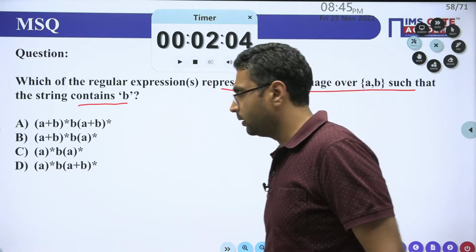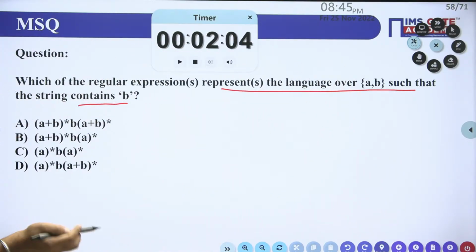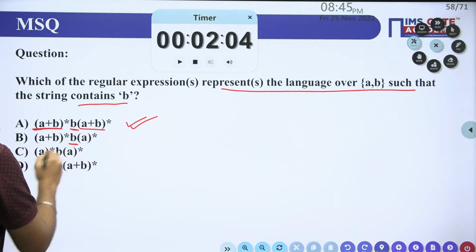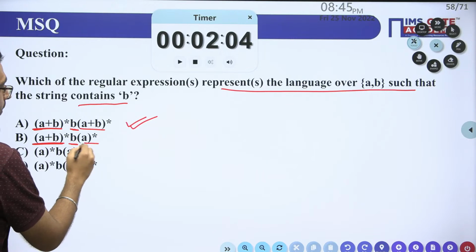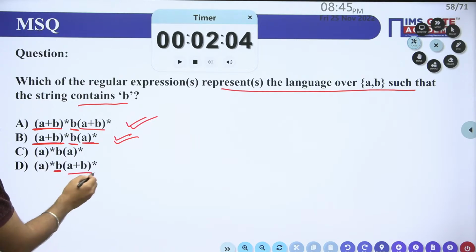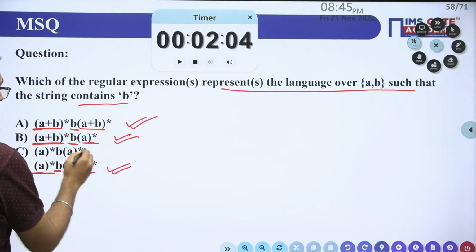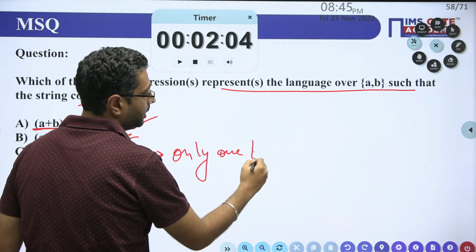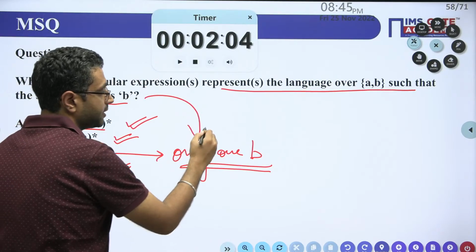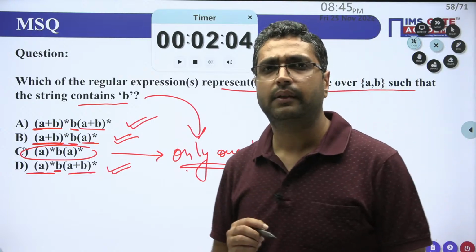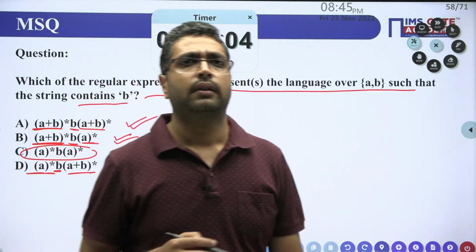Let's solve the question. Which of the regular expressions represents the language over {a, b} such that the string contains b? This contains b and there can be anything, (a+b)*. This is perfectly fine. This contains b and this can be (a+b)* or a*. This is also fine. Now this contains b, this is (a+b)* or a*, this is also fine, but this is a problem. This means that there is only one b, but the requirement is that it at least contains b. Contains b can have more than one b also. So therefore the answer is A, B, D.